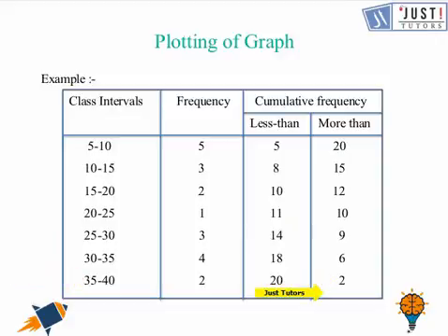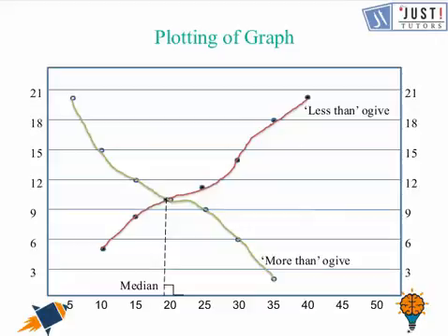Now let's see how we have plotted the graph here. This is the graph that you can see. So here, this red colored line is representing the less than ogive, and the green one is showing you the more than type ogive. The two curves that you draw intersect. If you drop a perpendicular from that particular intersecting point to the x-axis, we call it the median. So this is the median for this given data.